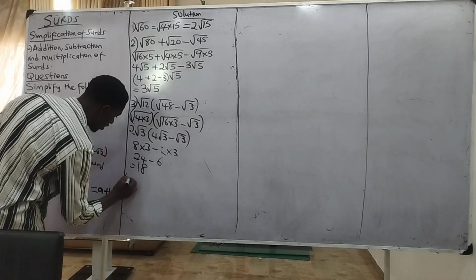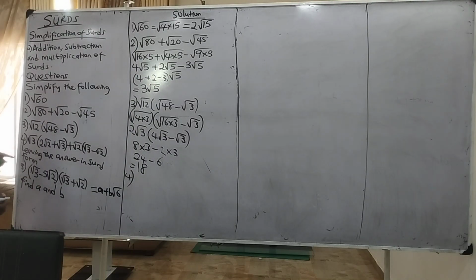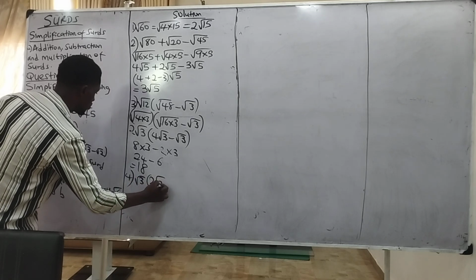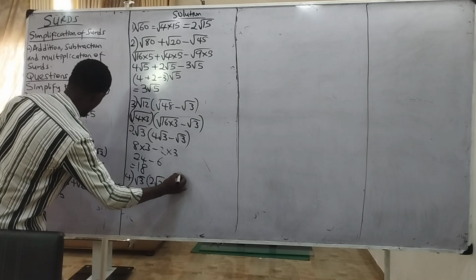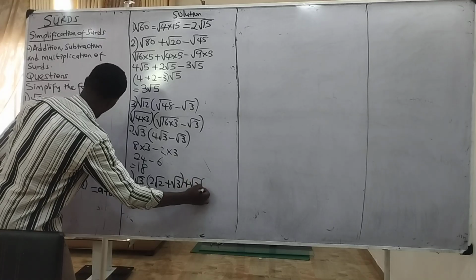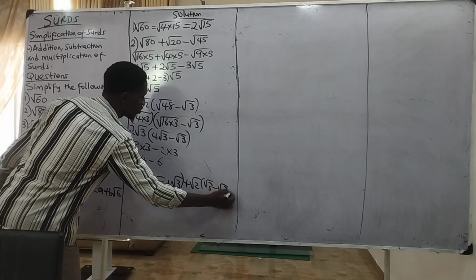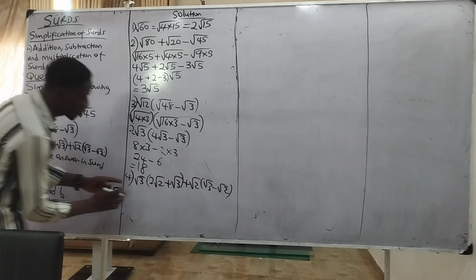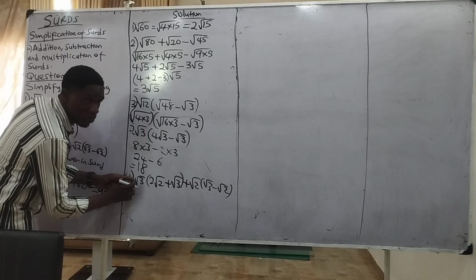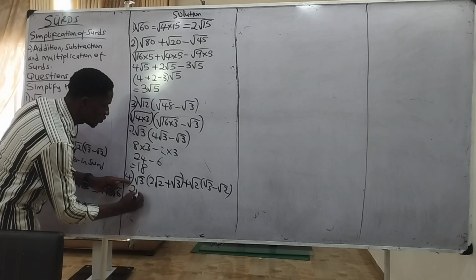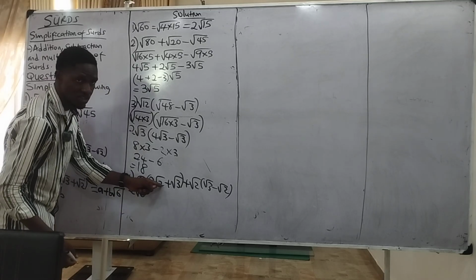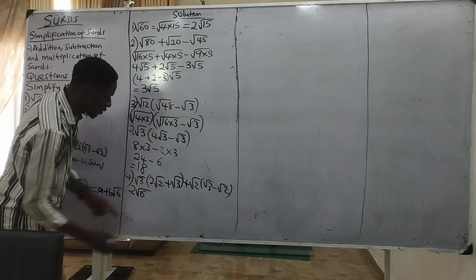We have number 4 here. We have root 3 bracket 2 root 2 plus root 3, plus root 2 bracket root 3 minus root 2. Leave your answer in short form. So let's multiply. This is invisible 1. 1 times 2 is 2 root 3 times 2 is 6. You can see 3 is here, 2 is here. They are different numbers.